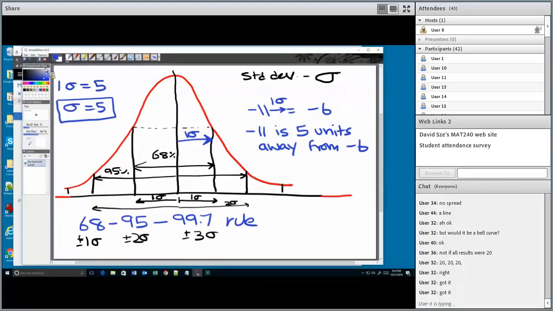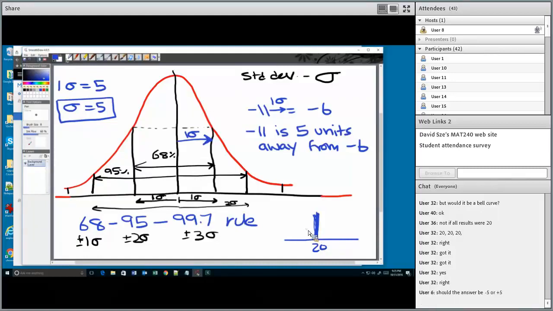Oh, I'm sorry, you were asking about the other distribution, 20? Yeah, in 20, all of your distribution is going to be just one line, right? At 20. And so there is no spread. All 100% of the values are on one line, and therefore you don't have a spread, so there is no standard deviation.